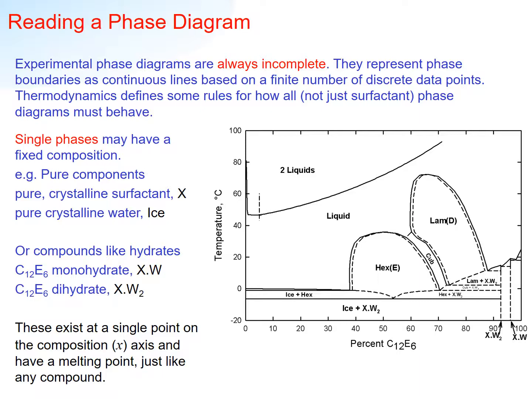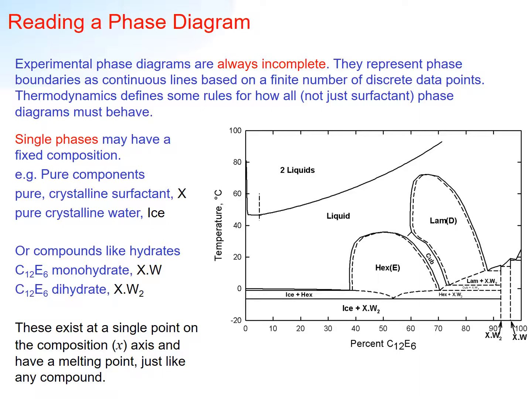Now, experimental phase diagrams are always incomplete. They represent phase boundaries as continuous lines, but they're based on a finite number of discrete data points, samples that have been made up at a particular composition and temperature, from which these boundaries are then interpolated. Now, thermodynamics defines for us the rules for how all phase diagrams must behave, not just surfactants.